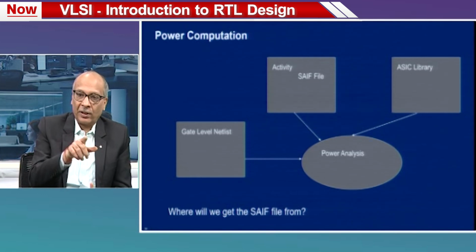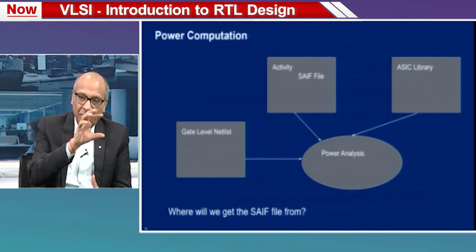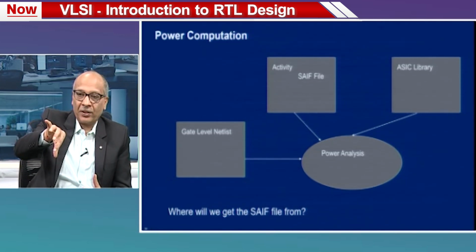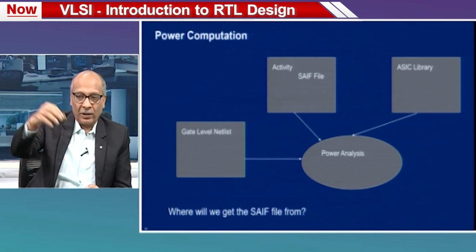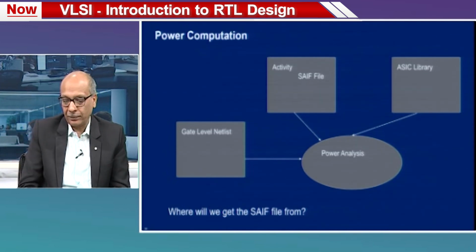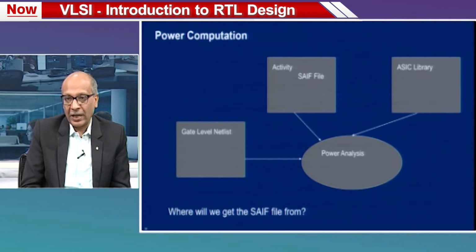We had the gate level netlist. This gate level netlist will feed into a power analysis tool. We will give the ASIC library and we will give the SAIF file. SAIF stands for switching activity interchange format, right.